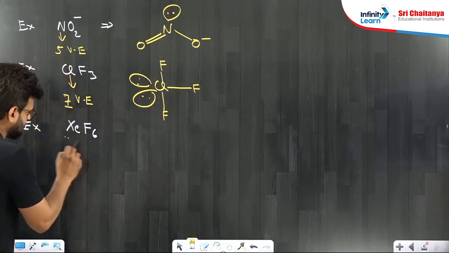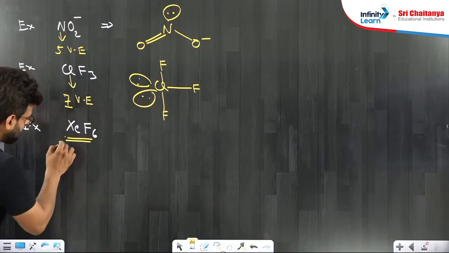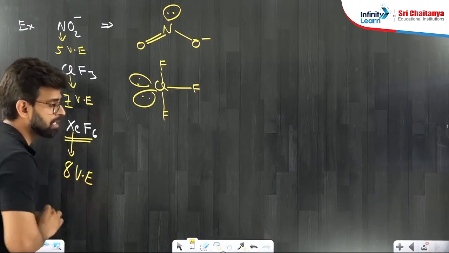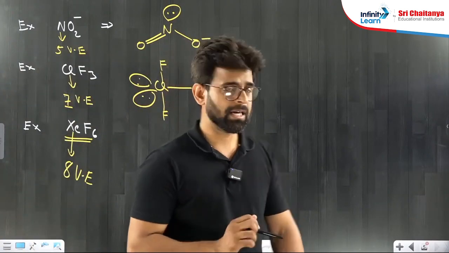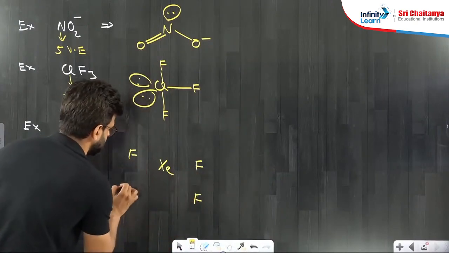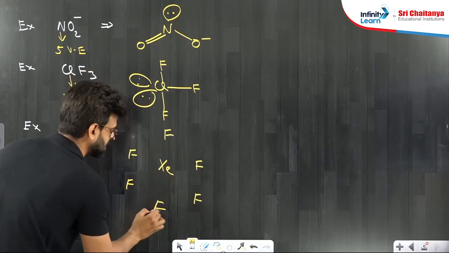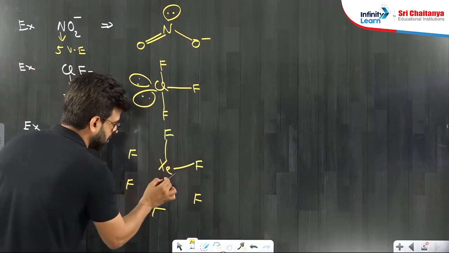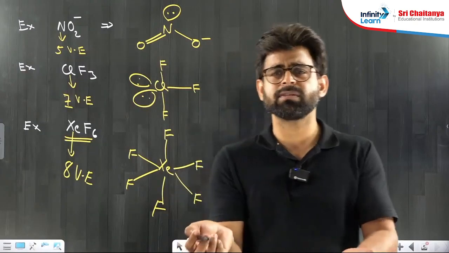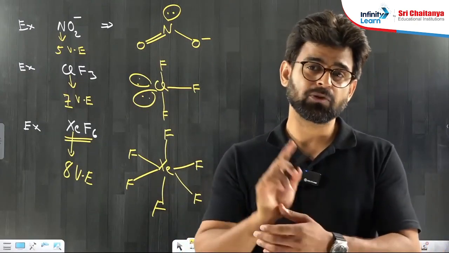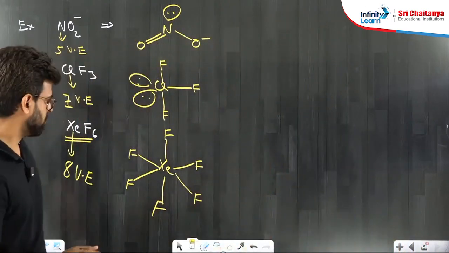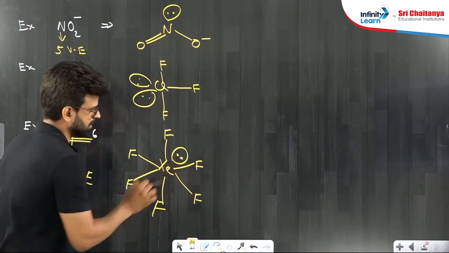Very good. Now, the last question for today is XeF6. Here you can see xenon. Xenon has how many valence electrons? 8 valence electrons, belonging to the 18th group. I am writing xenon here and I am writing fluorine randomly. So there are 6 fluorines. Every fluorine wants to make how many bonds? One bond. So xenon used 6 valence electrons in making 6 bonds with fluorines. Out of 8 valence electrons, 6 are used, 2 are remaining. 2 valence electrons remaining means one lone pair, right? Clear?